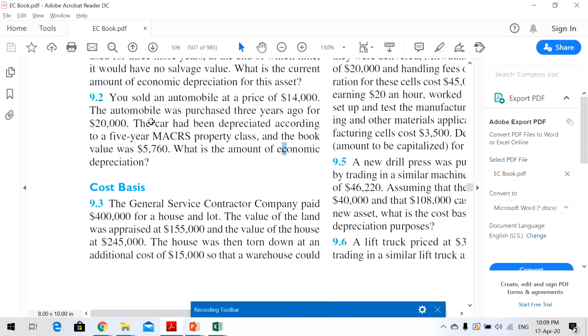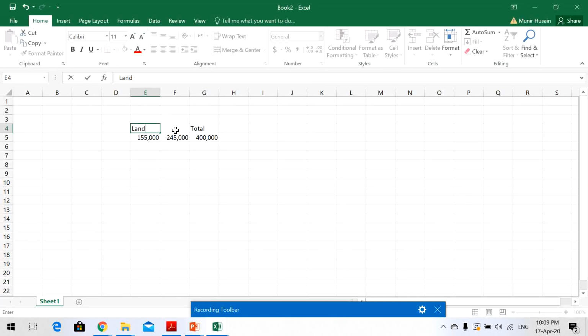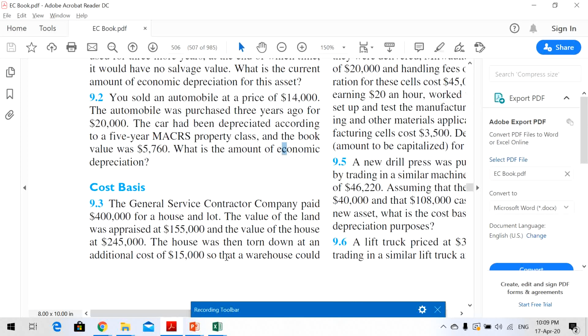For land you paid 155,000, and the building, there was a building on what you have purchased, 245,000. So this is what is given. So you purchased a land and building by paying 400,000 as the total amount, and what you have calculated is the value of land and building separately, but the total, if you add these two, is 400,000. Now what else is given?